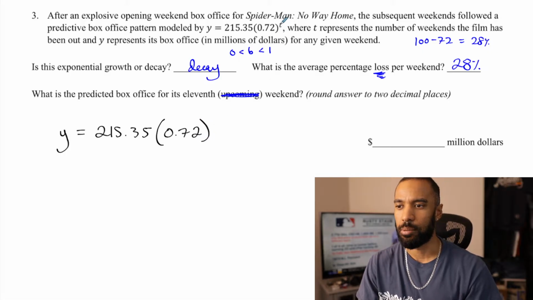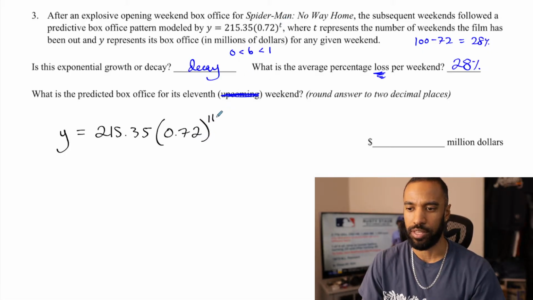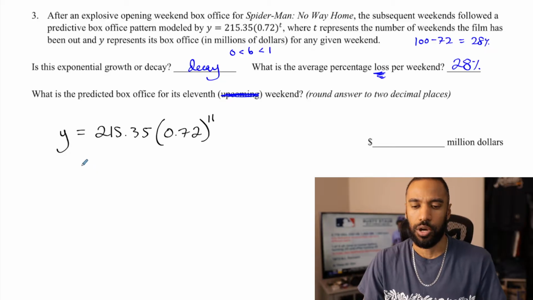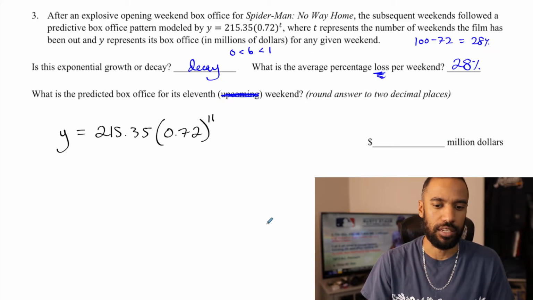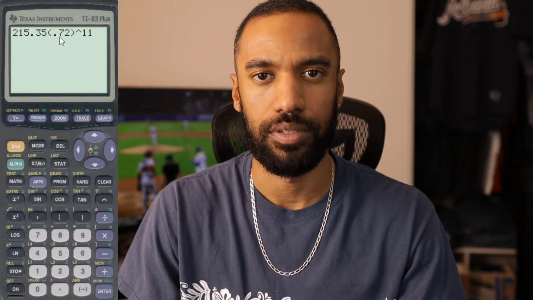T represents the number of weekends it's been out, so this would be for the 11th weekend here. So if I take 215.35 and multiply that by 0.72, raised to the 11th power, I would do it all in one fell swoop. Do not do 215.35 times 0.72 and then raise that answer to the 11th power. We have to make sure it raises only the 0.72 to the 11th power.